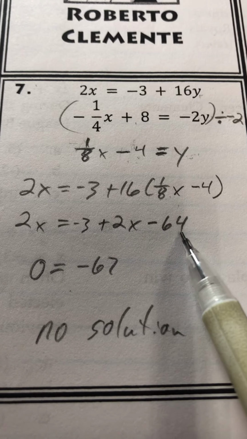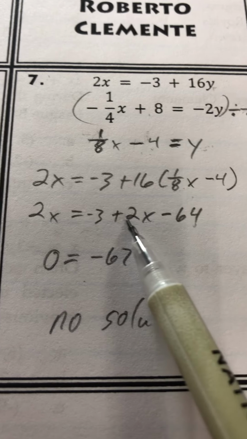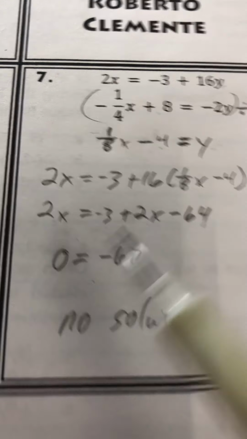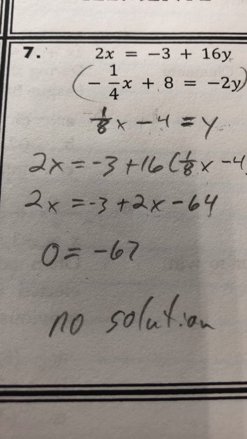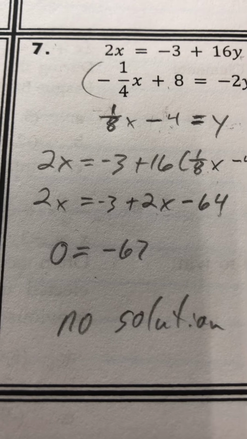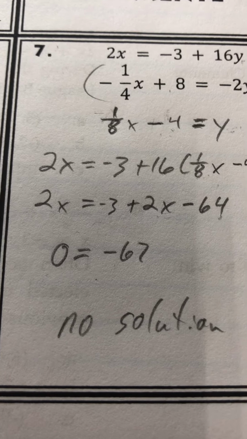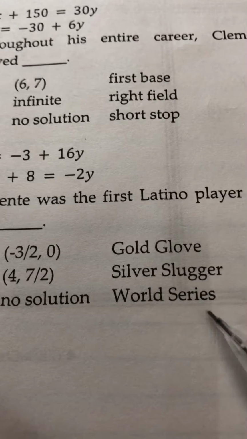I use the distributive property. I combine like terms. I end up getting 0 because if I subtract 2x from both sides, I got nothing over here. I end up getting negative 67. So 0 equals negative 67. That's not true. 0 does not equal negative 67. That's a no solution. So that's for number 7. And so you should have a World Series.